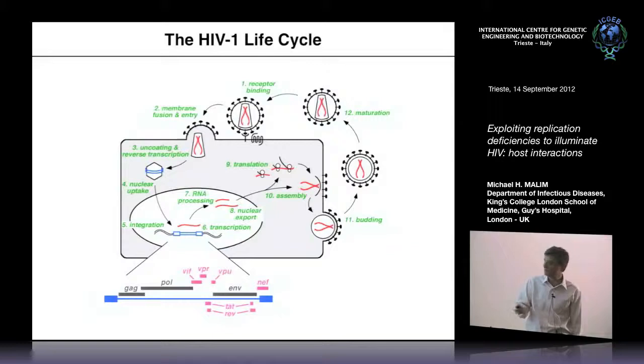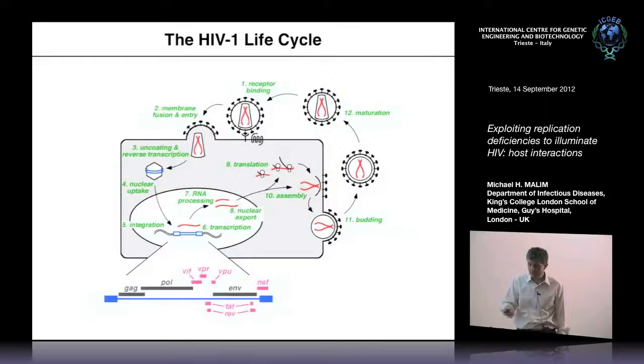Once in the nucleus in this form, it's treated much like any cellular gene. It is transcribed by RNA polymerase II. RNA transcripts are made and processed in the nucleus, exported out into the cytoplasm, and translated into viral proteins. Viral proteins and RNA come together to assemble nascent virus particles, which then bud out through the plasma membrane and form the next round of infectious virus particles.